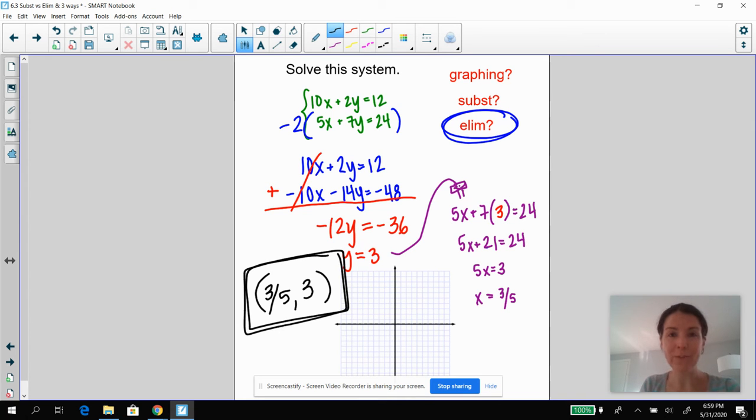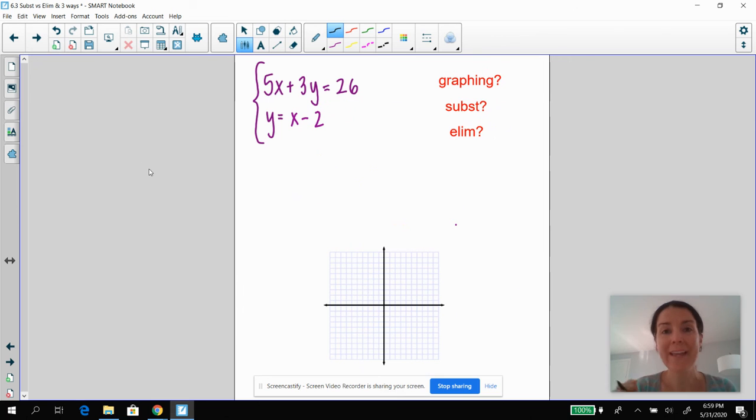All right. Hopefully you knocked that one out of the park. Let's try another one. Okay, here's the next one. So I want you first to think about which method you would use, graphing, substitution, or elimination. Okay, so hopefully you said here that you would use substitution because you saw this lonely y and you know that you can substitute it in here.